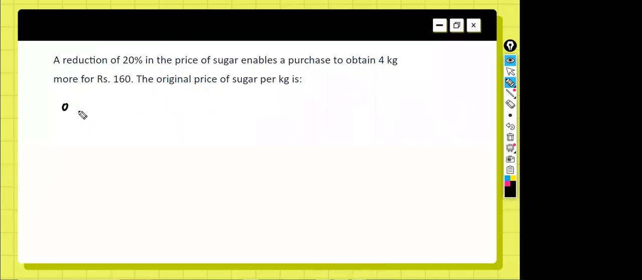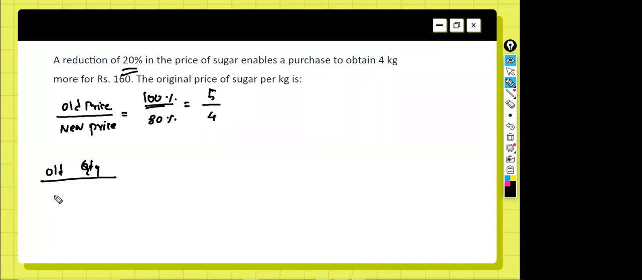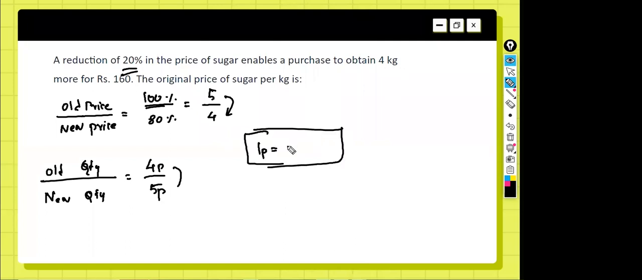See, what is the old price by new price? Initially, let us assume the price to be 100%. The new price is 20% less, 80%. So the ratio is 5:4. If the price ratio is 5:4, the quantity ratio, old quantity by new quantity, will be inverse. If the price is less, the quantity will be more. So if this is 5:4, that will be 4:5. Initially, the person is able to get 4 parts. Now the person is able to get 5 parts. So how many parts extra? 1 part extra. That 1 part is the extra kilogram, 4 kg. So 1 part is 4 kg. What will 4 parts be? 16 kg. And 5 parts will be 20 kg.